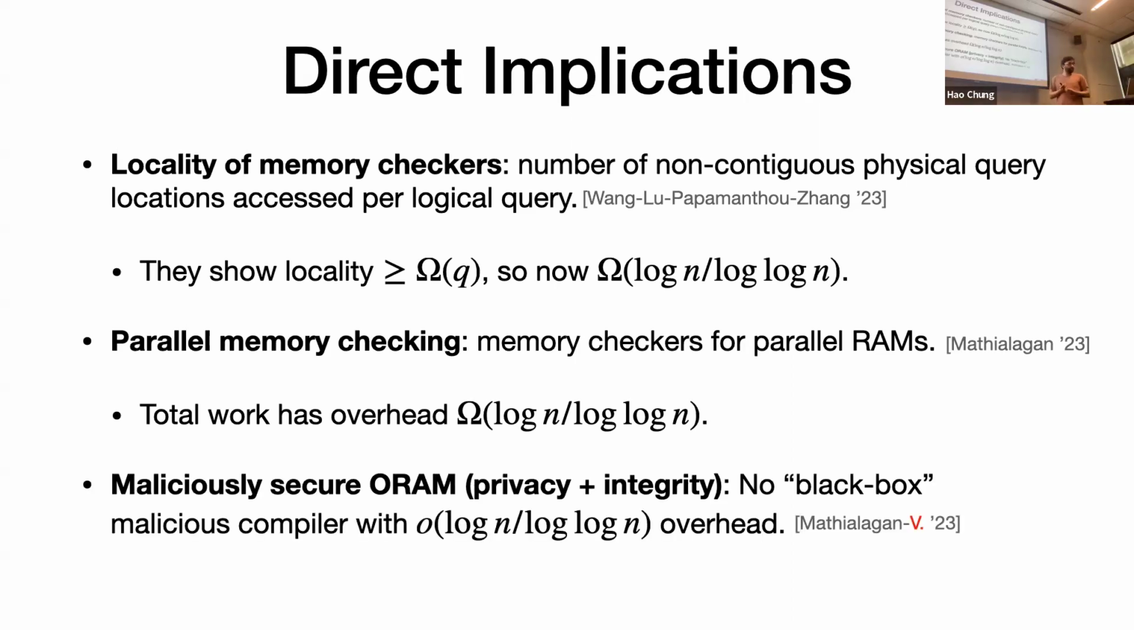And then lastly, there are a bunch of ORAM constructions that are secure in an honest but curious setting. One can ask whether one can generically compile these honest but curious constructions into malicious constructions. Previous work showed that if you did have such a compiler, then that would give a memory checker with a similar overhead. Therefore, plugging in our results, we can show there's no black box compiler from honest but curious to malicious ORAMs with less than log n over log n overhead.